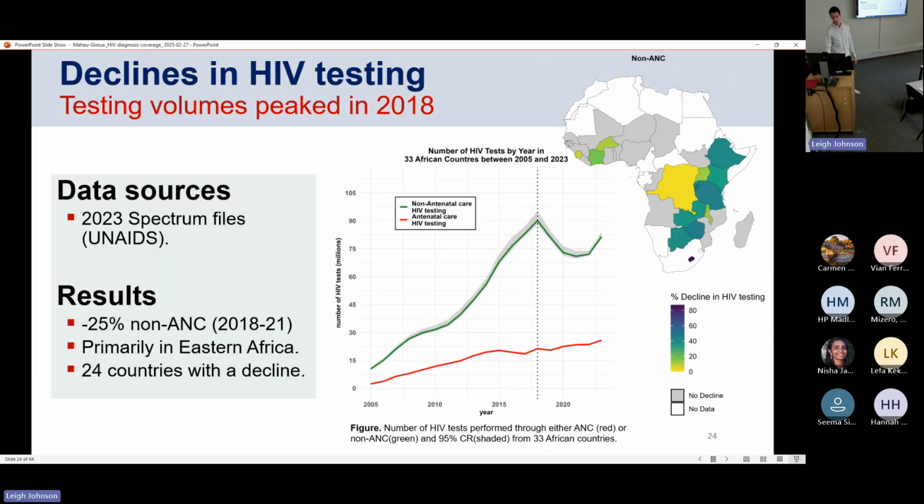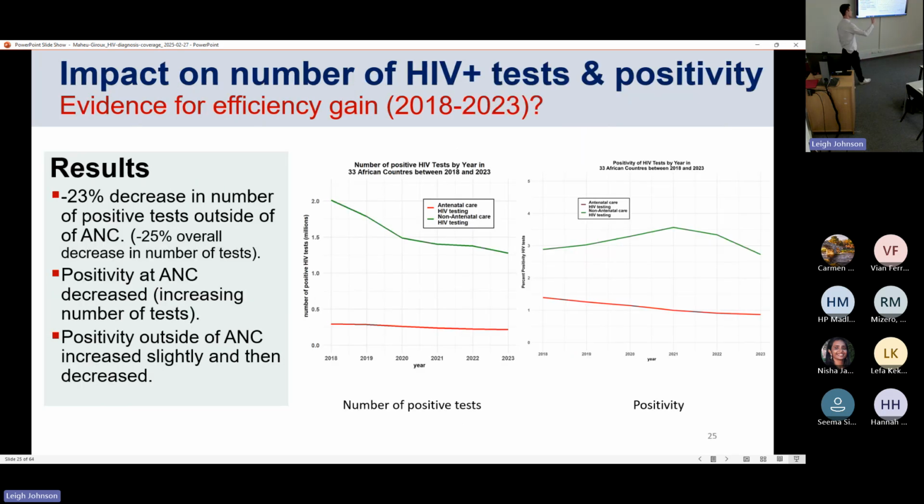So then that's the question. We also have this map that shows the decline, and the decline is primarily concentrated in these Eastern and Southern African countries, but we also have Cote d'Ivoire and Burkina Faso that have a small decline. And if we had a decline in testing outside of ANC, but we're just switching to higher yield strategies, so strategies that will maximize the positivity or the yield of new diagnoses, maybe this decline will not have a big impact on the proportion aware or the time to diagnosis.